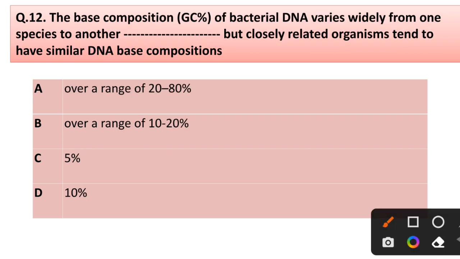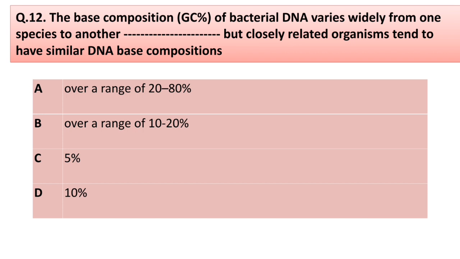Question number 12. The base composition, GC percentage, of bacterial DNA varies widely from one species to another, but closely related organisms tend to have similar DNA base composition: over a range of 20 to 80%, over a range of 10 to 20%, 5%, 10%. Correct answer is option A, over a range of 20 to 80%.